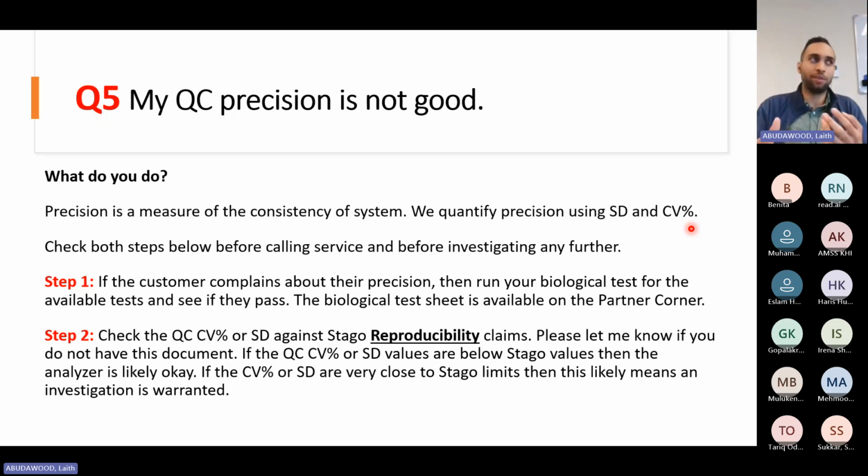Customer says, I feel, I don't feel. Okay, show me your standard deviation and CV percentage. Is it within the manufacturer claim? That's it. You can keep your feeling to yourself at this stage. Doesn't mean anything.